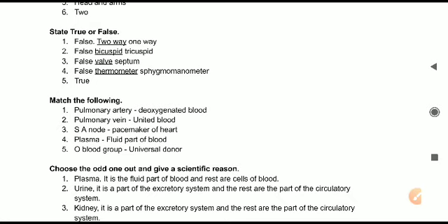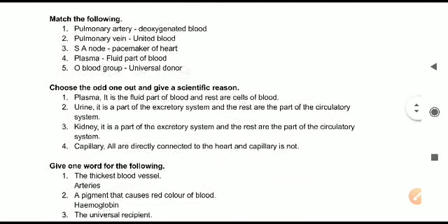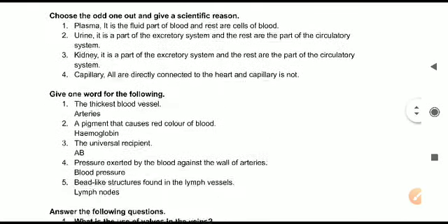Bicuspid you will cut and write tricuspid. Valve you will cut and write septum. Thermometer you will cut and write sphygmomanometer. So these are all the book exercise. Only the answers are given here.